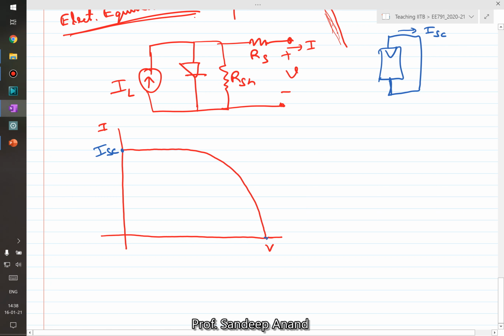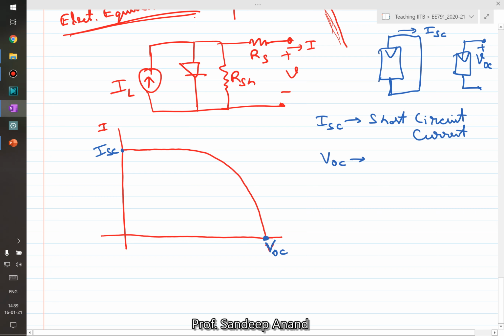right? What is the point here on the x-axis? That is essentially when the current is 0. That means if you have a panel or a cell and it is open circuited, then whatever voltage it will produce, that is the open circuit voltage. So let's call it VOC, right? So ISC, short circuit current, and VOC is the open circuit voltage.